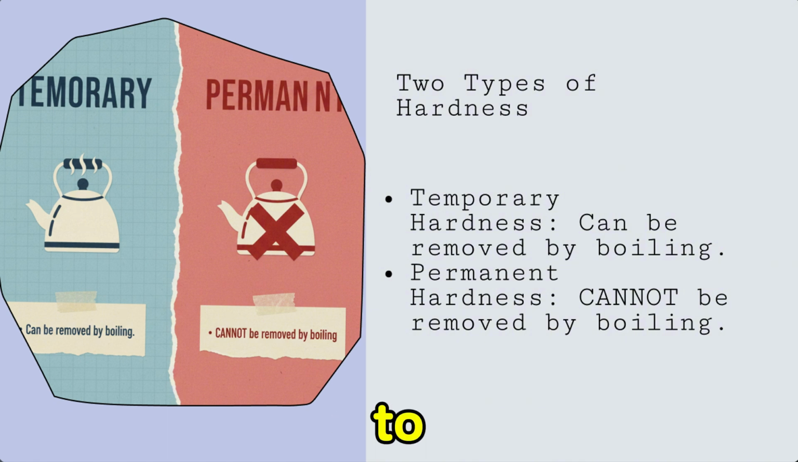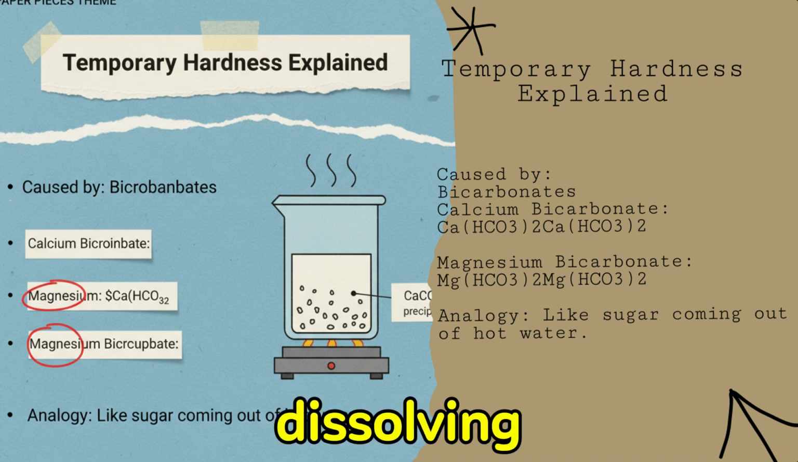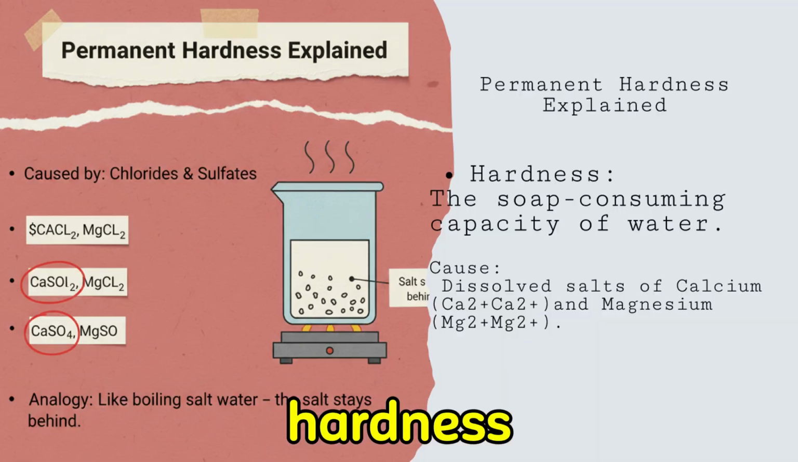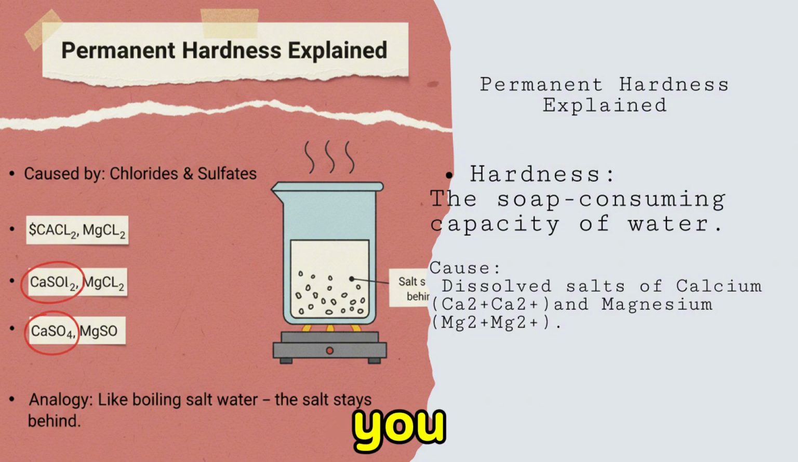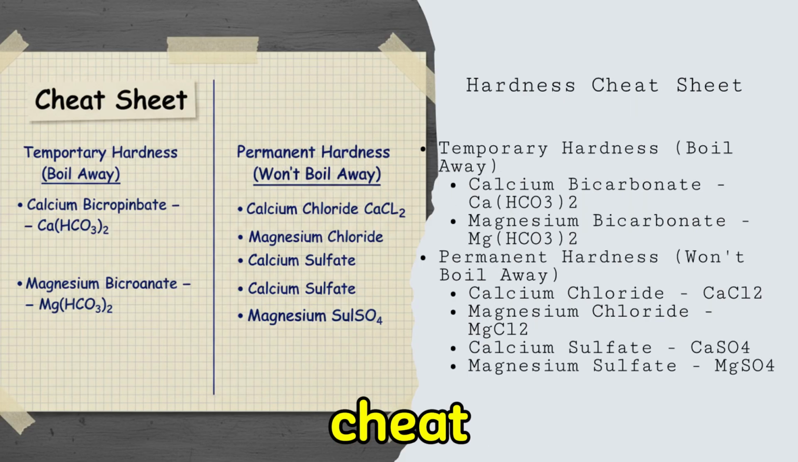Here's a great way to remember the difference. Temporary hardness is like dissolving sugar in cold water. If you heat that water, some sugar might come out of the solution and settle at the bottom. Boiling removes it. Permanent hardness, on the other hand, is like dissolving salt in water. You can boil that salt water all day long, but the salt isn't going anywhere. It's permanent. This table is your cheat sheet.